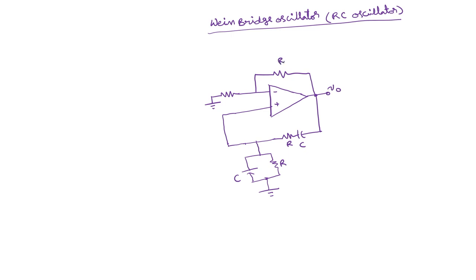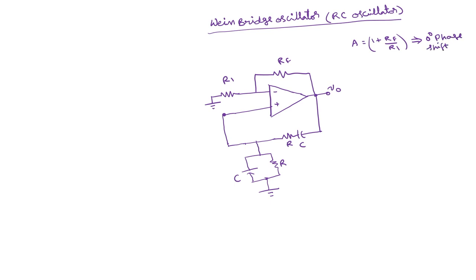This is output, this is RF, this is R1. Basically the signal here will be amplified with a gain A of 1 plus RF by R1. So this will provide 0 degrees phase shift because there is no minus sign.